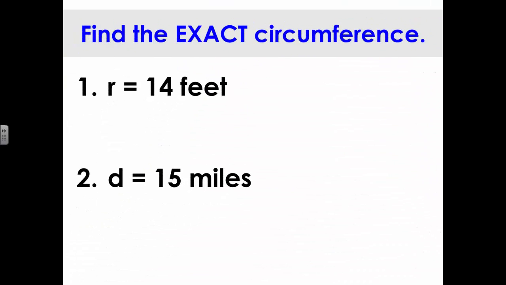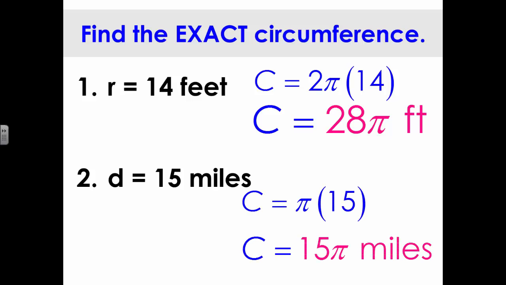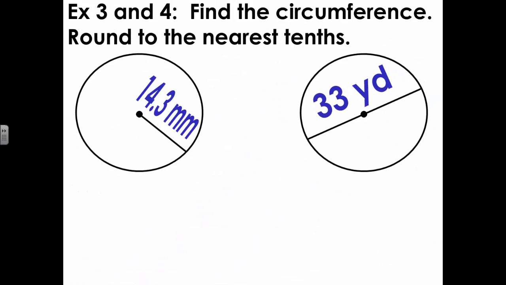Write these examples down and go ahead and try to find the answer. Keep in mind I wanted the exact circumference, so notice the pi is still listed in the answer. Copy these examples down and try to work them out. This time we're rounding to the nearest tenths.